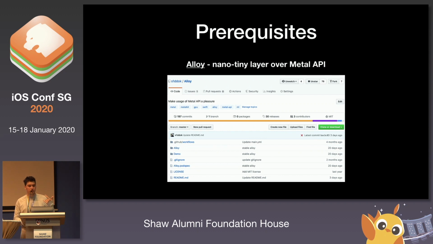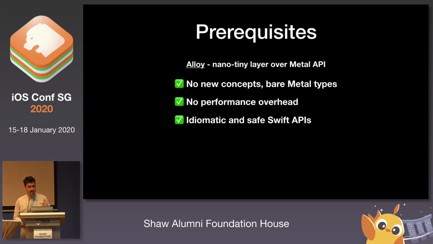But don't be scared, this is the library I've developed for three years, and it stands on a very important principle: it has no new concepts. It is not a wrapper library around Metal. It's still the same Metal, same types. It's just a bunch of extensions that make your code look more Swifty and more idiomatic, and it doesn't have any performance overhead.